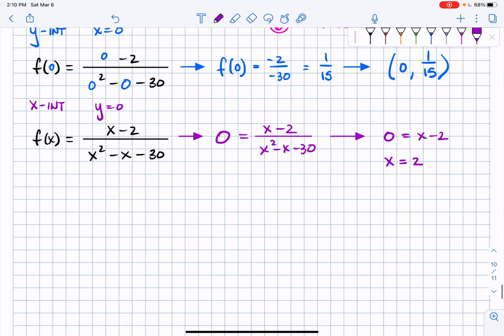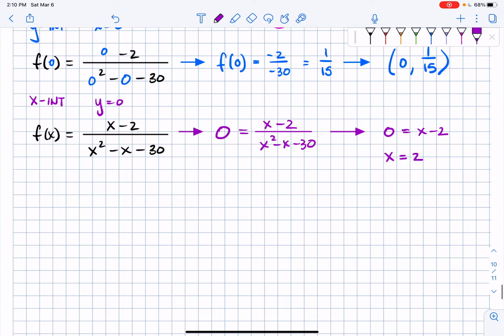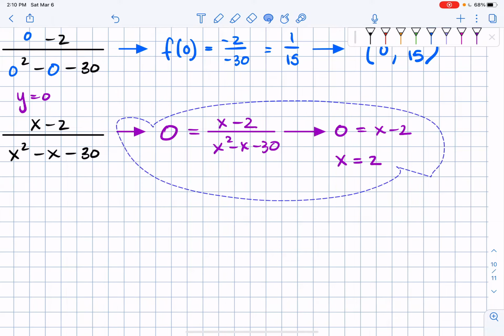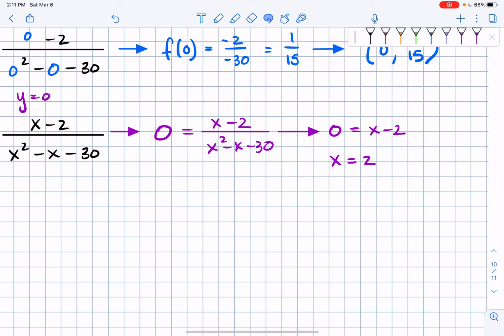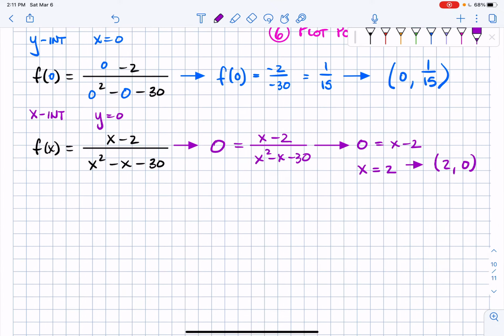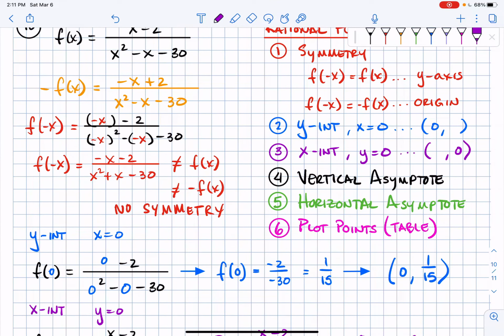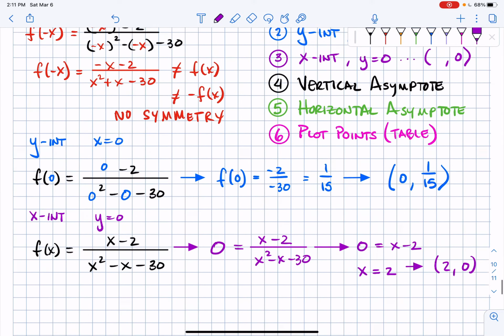All right, so that is going to give me a point as well. So let me do this really quick. Boom. Okay, so what does this tell me? I have a point 2, comma 0. So now I have 2 points already, and I know it's not symmetrical. So step 4 is the vertical asymptote.